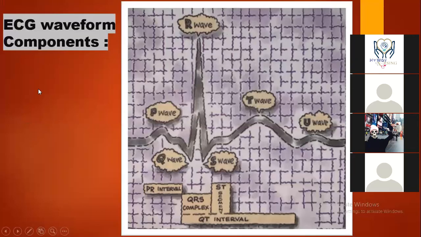Okay, before we go into the ECG wave components, I'm going to ask if you have any question about the heart rate and the rhythm. Is the heart rate and the rhythm very clear? There is a question. You don't need to divide by 1,500. Just count the big squares between each R.